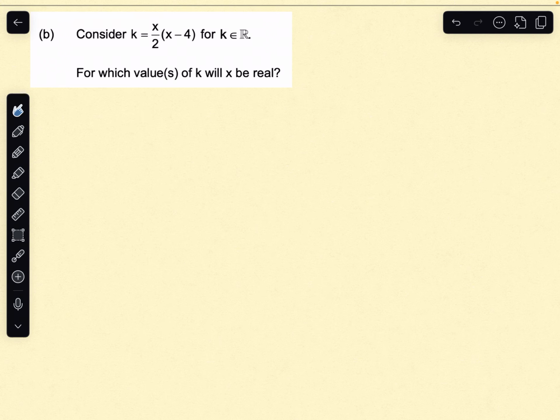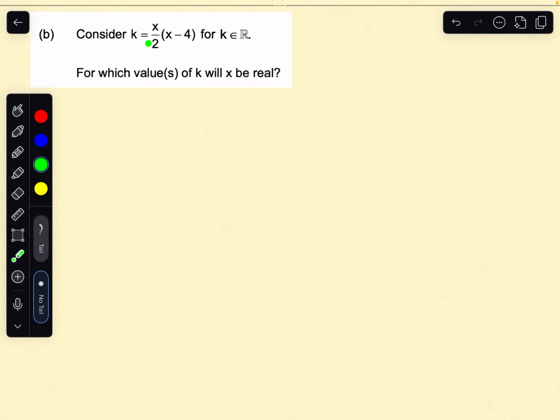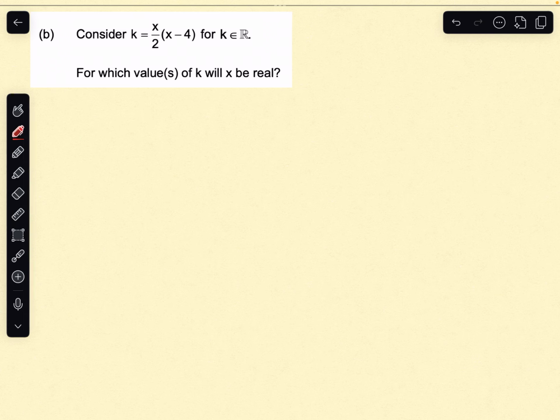Right, so we're looking at a nature of roots question, at least on the surface. That's immediately what stands out for me. And for nature of roots, we are necessarily looking at a quadratic equation, right? And I can see that if I were to expand this side, I would end up with a quadratic expression. So I need to look at this as a quadratic equation.